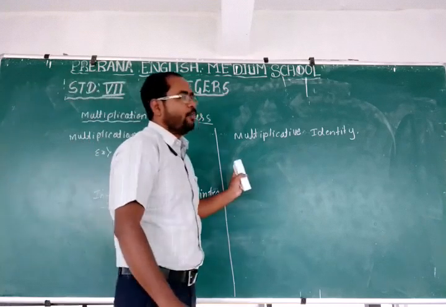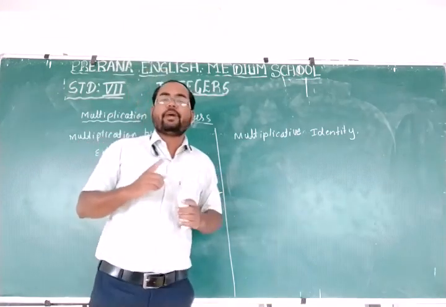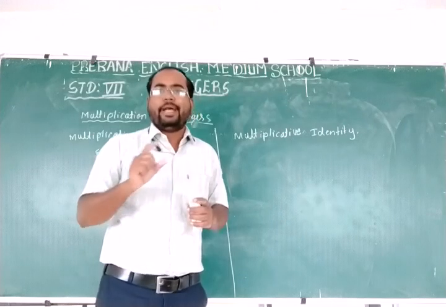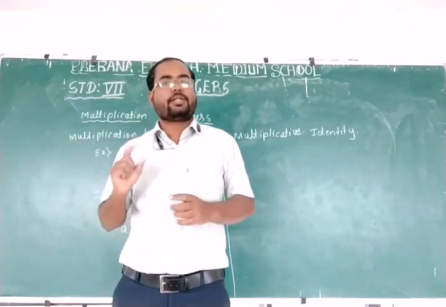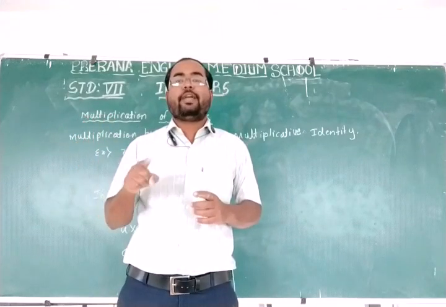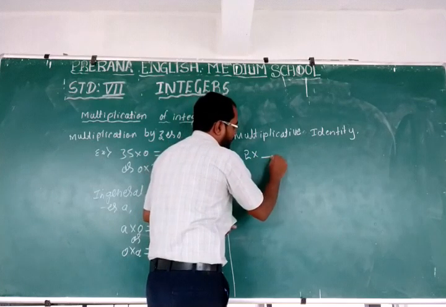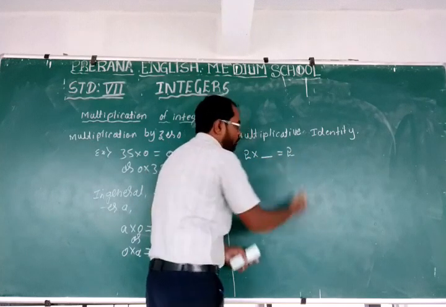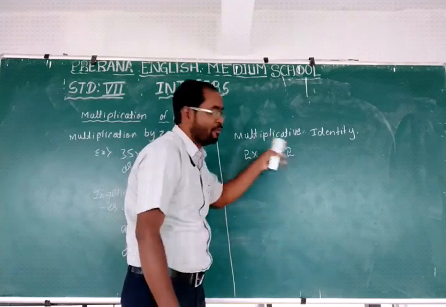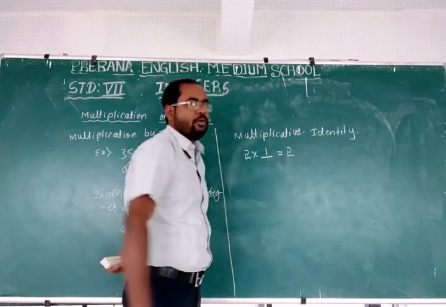Next we will see the multiplicative identity. Take a number and multiply it with a number, and the same number has to come as the product. If I take 2, my product should be 2. That means I have to multiply it with how much? That number I don't know, but at the end I need product 2. If I take 2, 2 into 2 will be 4, it cannot be. So I will take 1. 2 into 1 is equal to 2.